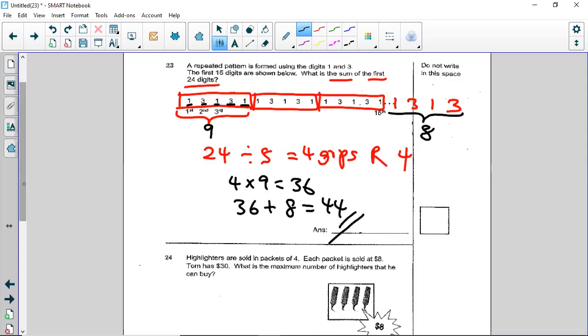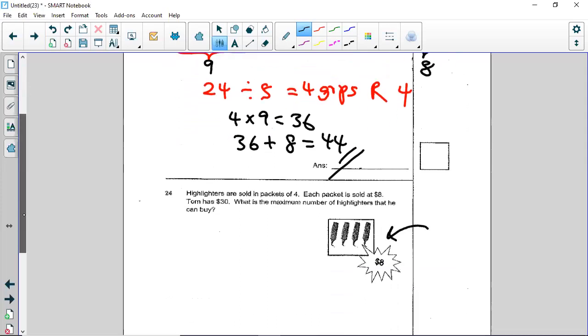Question 24, grouping method. Okay, question 24 is grouping method, because there's a picture there also. Right, can you see a picture here? So that is a grouping method already. Okay, now, highlighters are sold in packets of four. Each packet is sold at $8. Tom has $30. What is the maximum highlighters that he can buy?